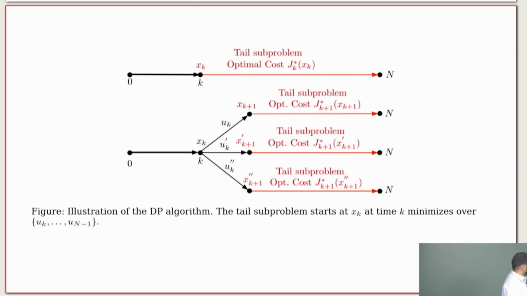If we follow this branch, then we call it jk star xk plus 1 prime, which we get to via uk prime. So we get to xk plus 1 prime via uk prime. If you take another control uk double prime, then we get to another state xk plus 1 double prime, and along that branch there is a lot to explore. So what we are saying here is that that subproblem has the optimal cost jk plus 1 star.